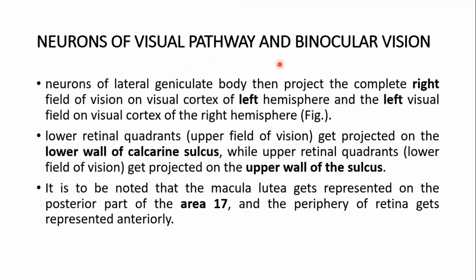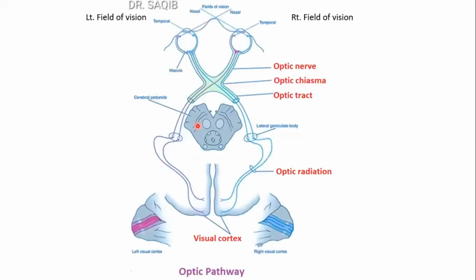Neurons of the visual pathway and binocular vision continues. Neurons of the lateral geniculate body then project the complete right field of vision on the visual cortex of the left hemisphere, and then the left visual field on the visual cortex of the right hemisphere. Right here you could see this was the left field of vision, and this is the right field of vision, and this is the left visual cortex, and this is the right visual cortex.